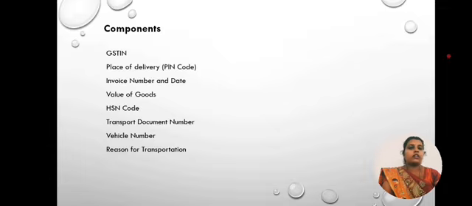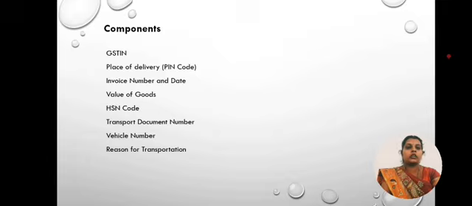Next, place of delivery. For which place you are going to deliver your goods, it should be mentioned with the PIN code. Next, invoice number and date. The bill we have created for the goods purchased by the buyer, that invoice number and date should be mentioned in the E-way bill while registering. Next, value of goods. How much worth of goods is being transported should be mentioned.